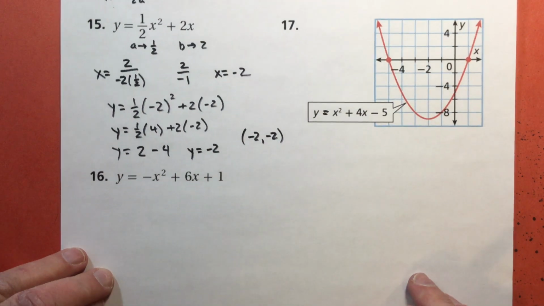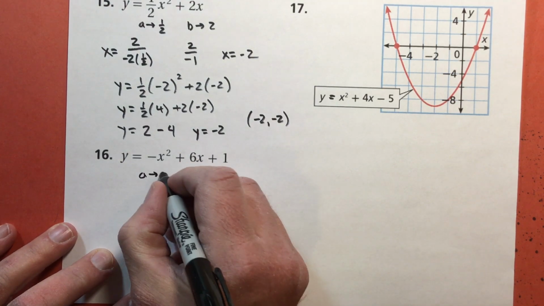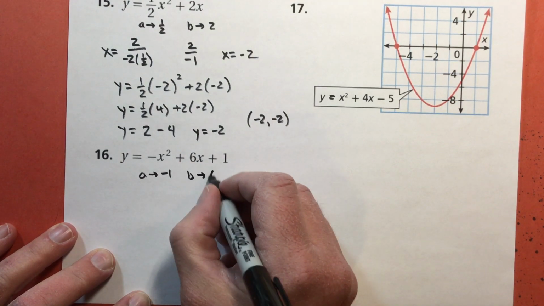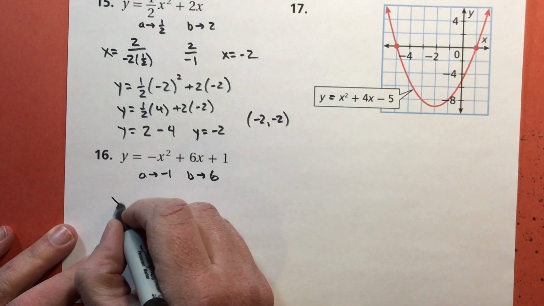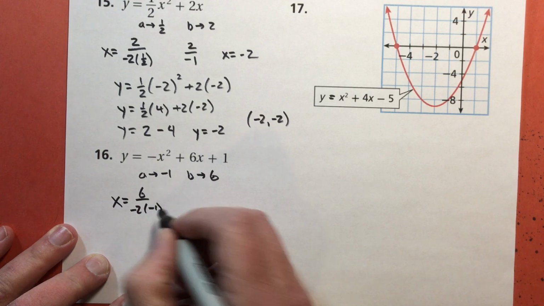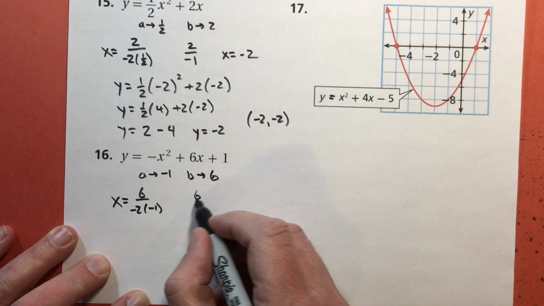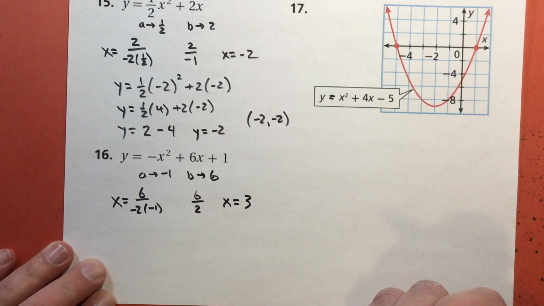For number 16, I got some room for this one because I got this space over here. A is going to be negative 1, B is going to be 6. And of course C is 1, but we'll get to that. 6 divided by negative 2 times negative 1. This is 6 over positive 2, which equals 3. So my axis of symmetry is x equals 3.